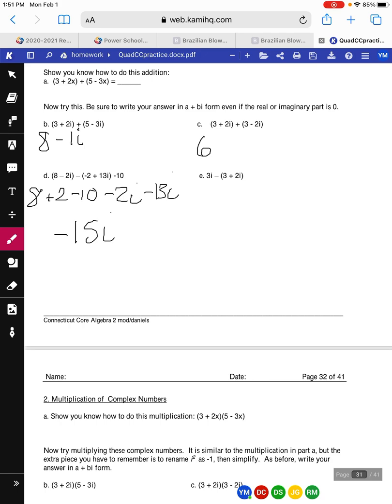And then this last one, again, we distribute that, and you'll get 3i minus 3 minus 2i. I combine like terms, and I'll have negative 3 plus i. You always write the i term last.